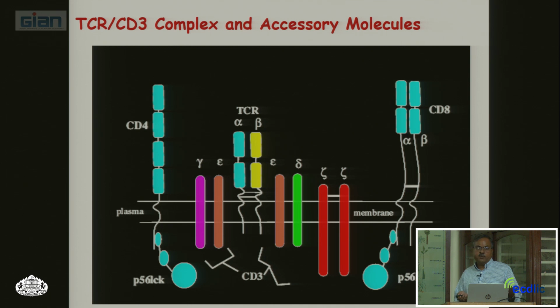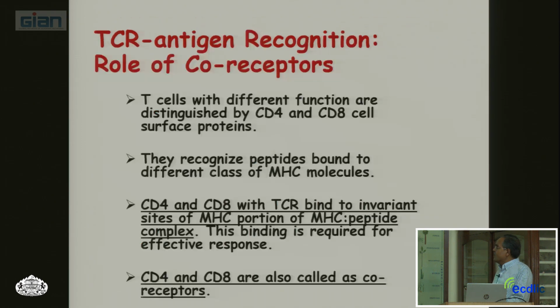And actually, that has been exploited in generating some of the chimeras, where they have just an antigen binding domain tagged to this zeta complex, which can be utilized as an effector T cell moiety. And that is very much at the preclinical and clinical stage.